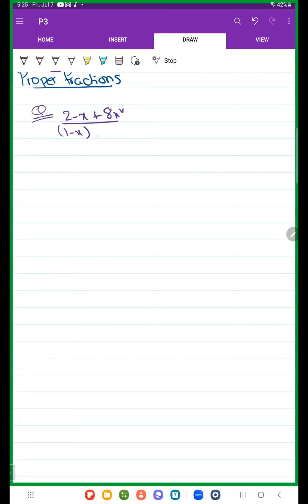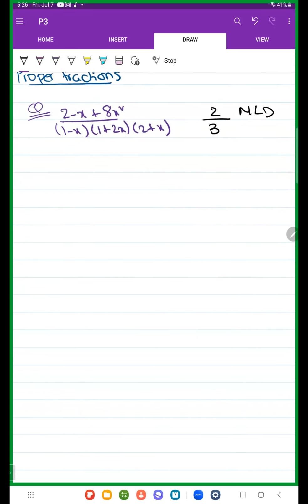One minus x, 1 plus 2x, and 2 plus x. First tell me, what is the power of the numerator? 2. And what is the power of the denominator? 3. So what kind of fraction is this? Proper. Why? Because the power of the numerator is less than the power of the denominator.